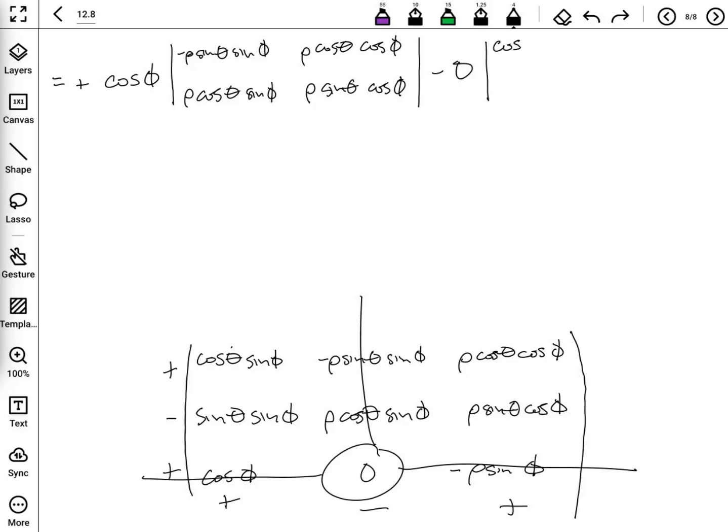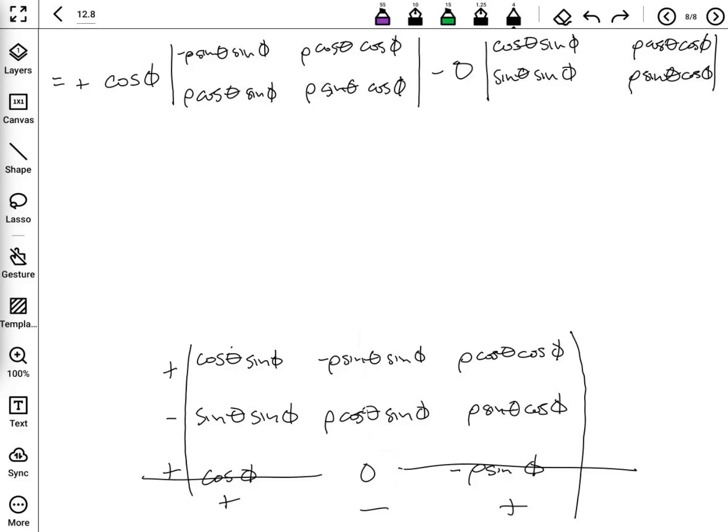So I would do cosine theta sine phi, rho cosine theta cosine phi, sine theta sine phi, and rho sine theta cosine phi. For a second, I almost included this minus sign. So just be careful if you're like me, a little bit forgetful when you're doing things. Make sure that the marks you make for what sign to keep, you don't accidentally add to your determinant.